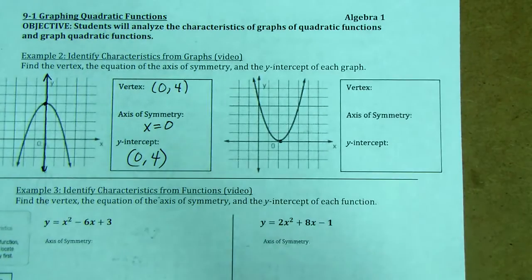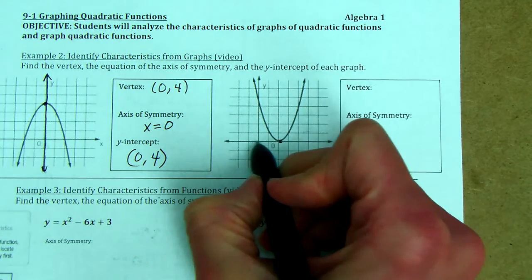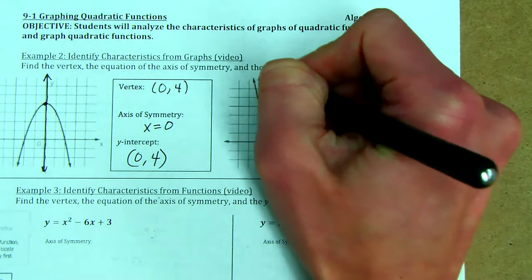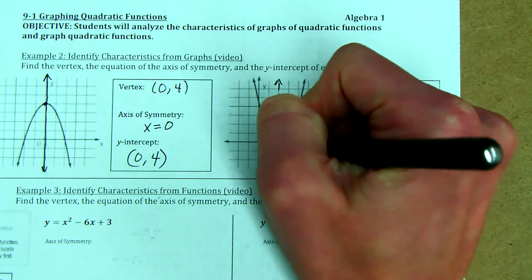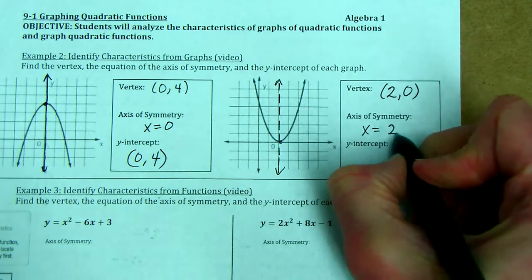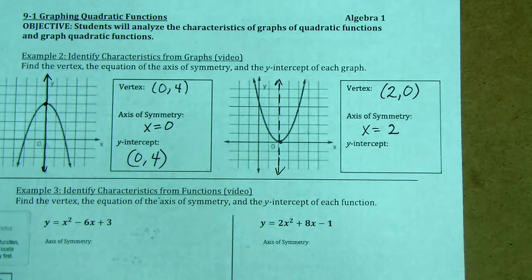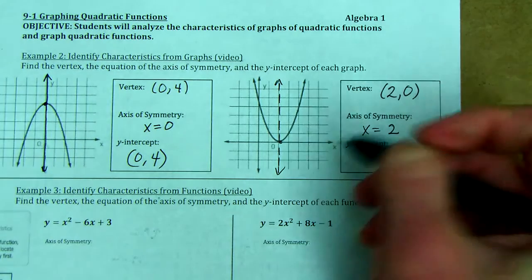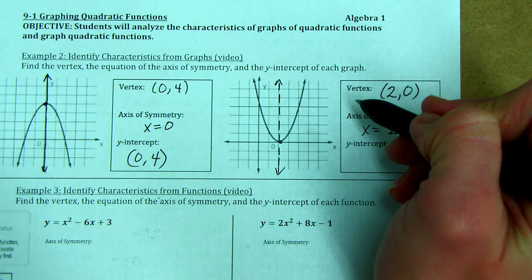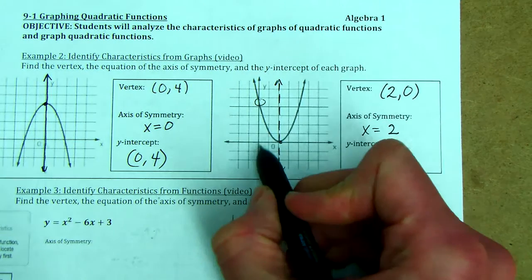Our axis of symmetry is right here, which is x equals 2. Then our y-intercept, where does our graph cross the y-axis? It is right, kind of in between there. So it looks like 1, 2, 3, 4.5. So 0, 4.5, approximately.